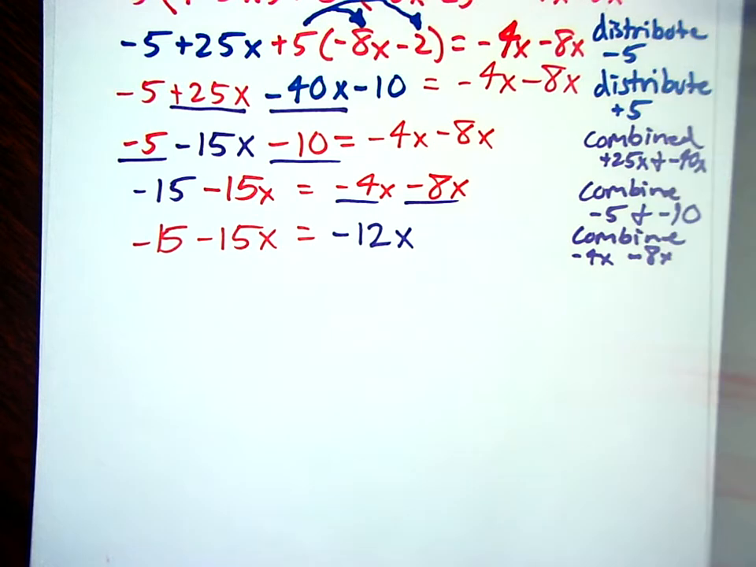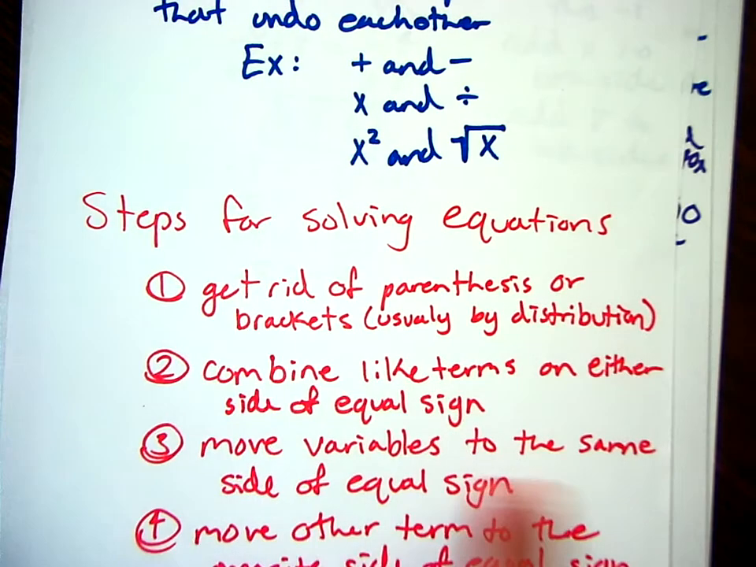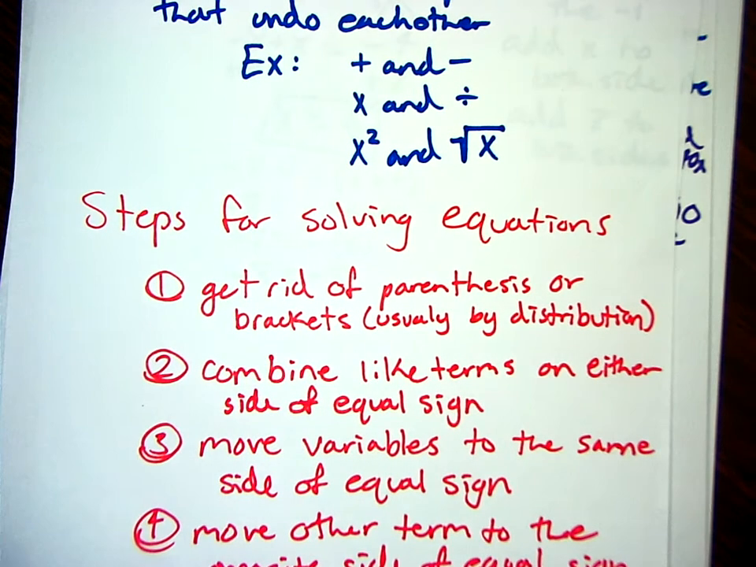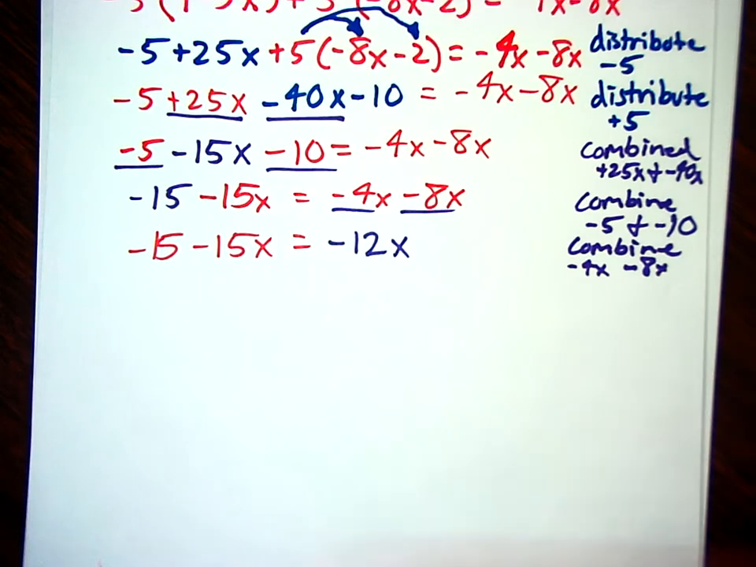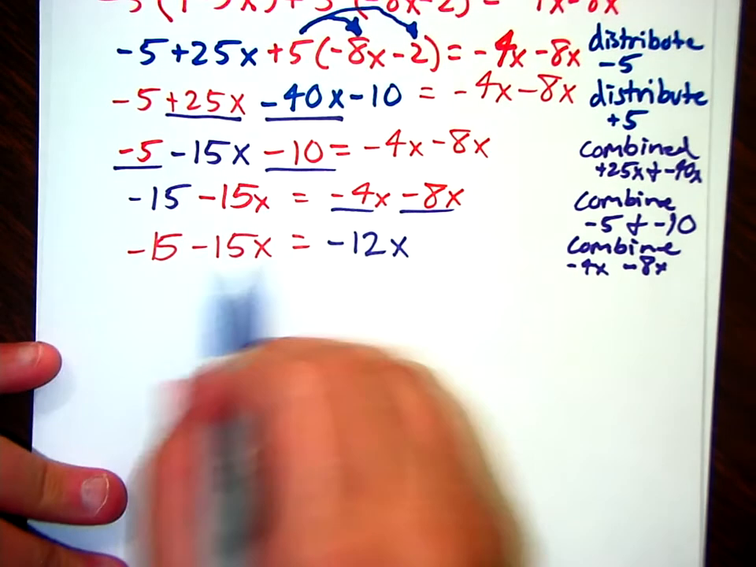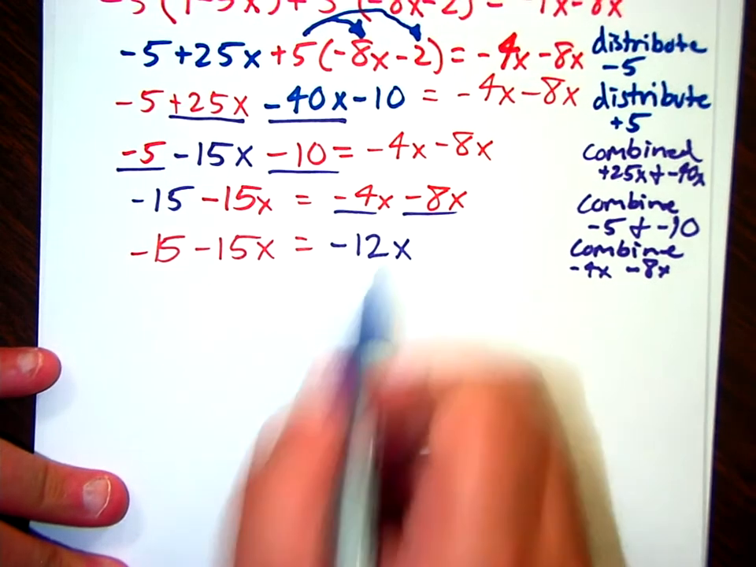So after combining like terms, it's going to say move variables to the same side of the equal sign. Okay, that's step number 3. So let's go ahead and do that. Let's move all the variables to the same side of the equal sign. Now I want to move this 15x over to the right side.